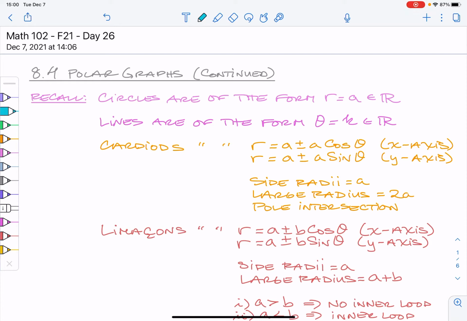Let's recall that circles are of the form r equals a real number. Lines are of the form theta equals some k, a real number. Cardioids are of the form r equals a plus or minus a cosine of theta, which is oriented along the x-axis, or r equals a plus or minus a sine theta, which is oriented along the y-axis. The side radii, of course, are a. The large radius, singular, is twice a, and it intersects the pole.